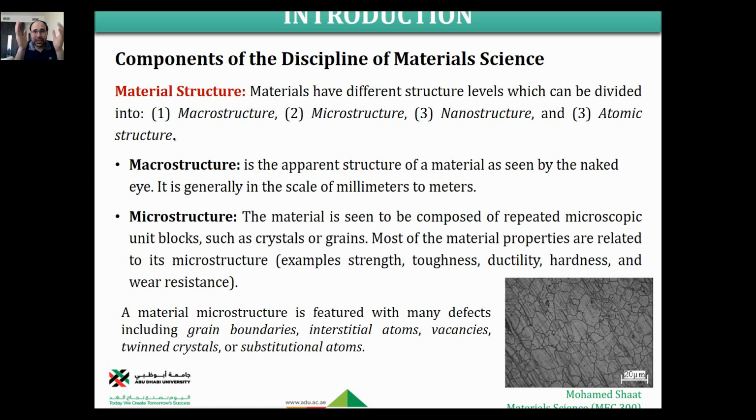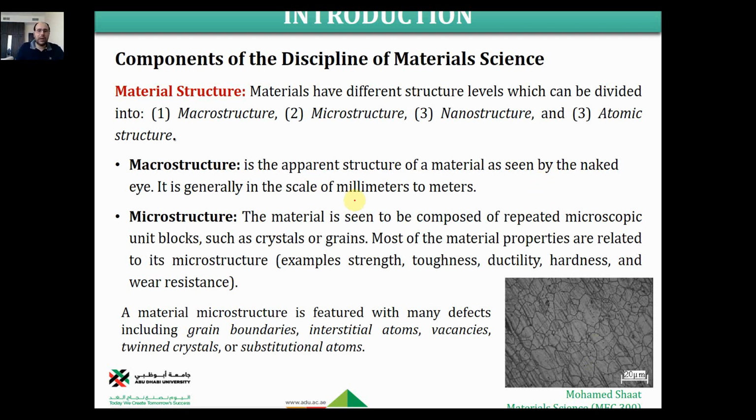As I said, a material is something that is touchable, like you should touch this material, right? Starting with the macrostructure, which makes sense: it is the apparent structure of the material as seen by the naked eye. Like you have a material with a certain shape. This is the way that you see the material, the macroscopic structure or macrostructure.